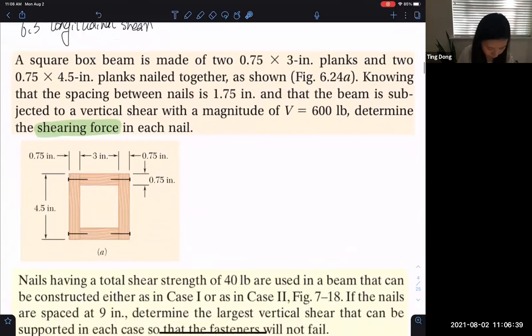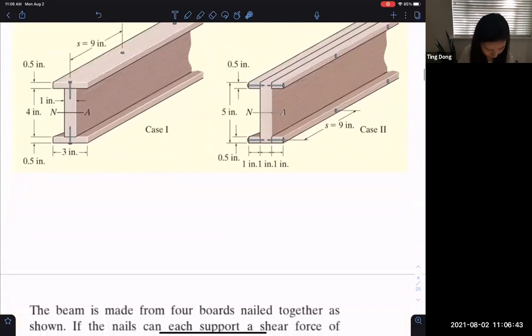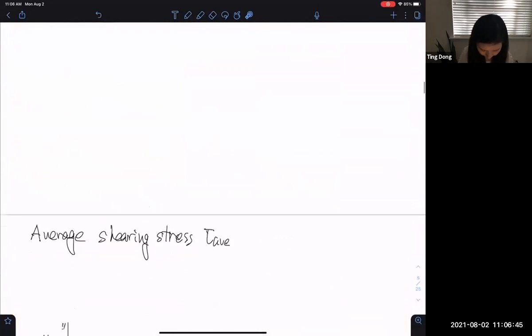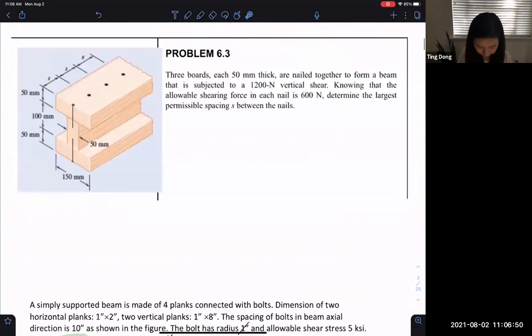Oh, it's calculating shear force. No, this is not comparing allowable. So this is pretty much about calculating the shear force.